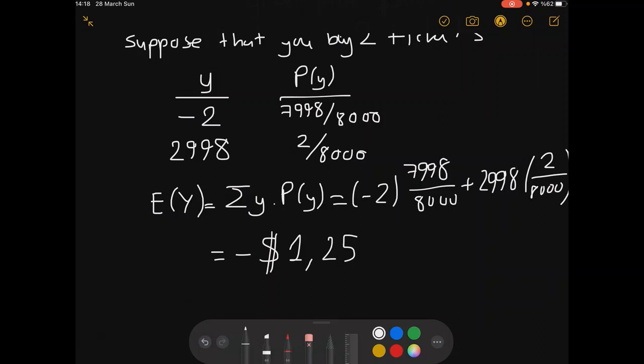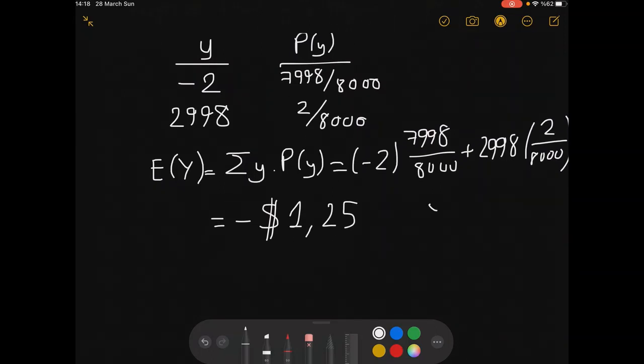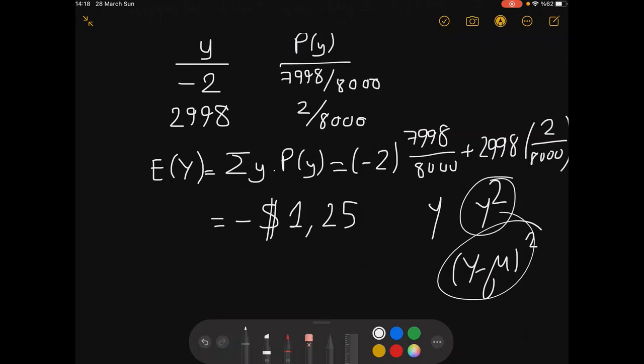But up to now we were always talking about the expected value of a random variable. You can also find the expected value of a function of a given random variable. Suppose that you're dealing with Y squared or (Y minus mu) squared or something. It means that you're generating some functions from the random variable here.